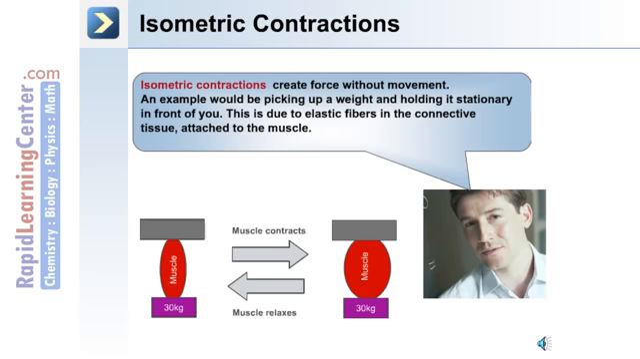The second general group of contractions by skeletal muscle are isometric. Isometric contractions create force without movement. An example would be picking up a weight and holding it stationary in front of you. And this is due to elastic fibers in the connective tissue which are attached to the muscle. So although the muscle fibers are being recruited into contraction, there is no movement of the object you're holding.